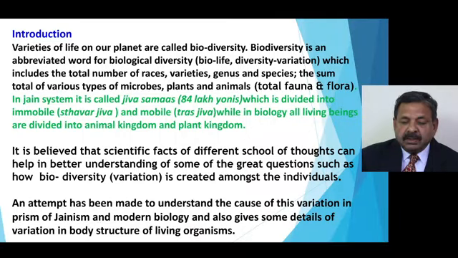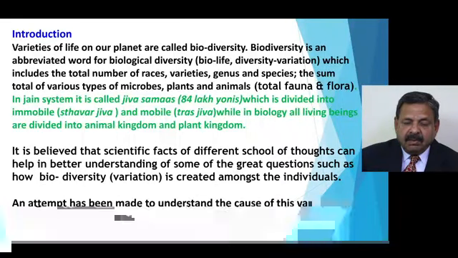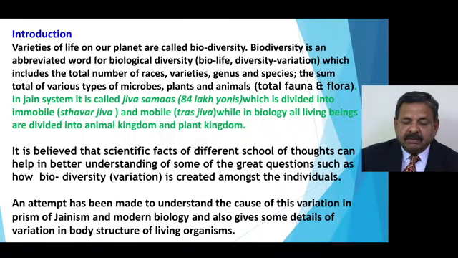That is from the birthplace, what we call a birthplace, and it is from the maternal side, which is divided into the immobile and the mobile jivas, that is the sthavar jiv and the thras jiv. So in the Jain system, there are two kinds of organisms. One is the sthavar jiv, that is the immobile, and another is the thras jiv, which have mobility. While in biological sciences, all living organisms are divided into the plant kingdom and the animal kingdom.